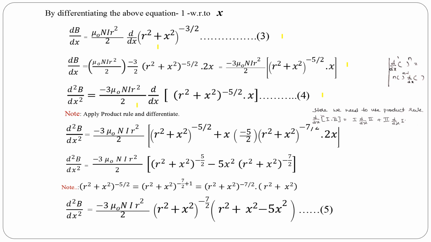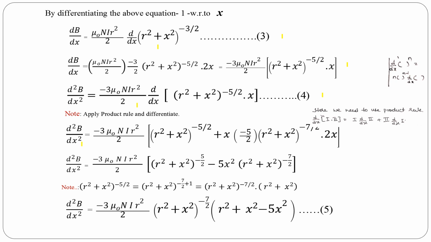Now the product rule is given by d by dx of first term into second term is equal to first term into d by dx of second term plus second term into d by dx of the first term. Then let us apply the product rule and differentiate.